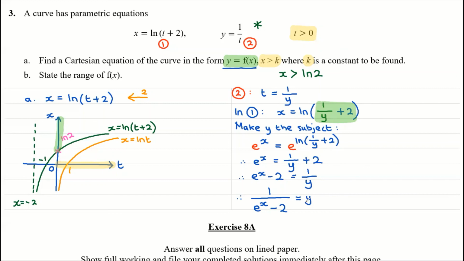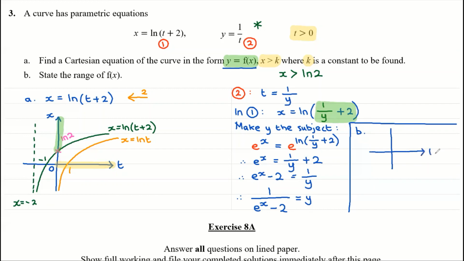All right, so that was all part A. Now for part B, it says state the range of f of x. So once again, I'm just going to cordon off this corner. I hope you've got enough room. So for part B, for the range, we can look at the graph of y equals 1 over t, just very briefly. So I'll just do a really simple sketch of that.